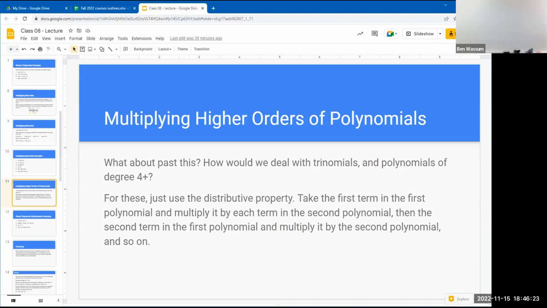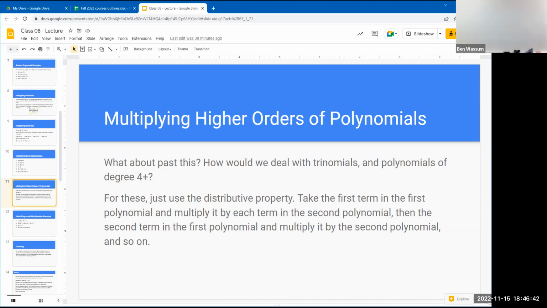Let's look at the next stuff, which is multiplying higher orders of polynomials. So this is where I'm just going to start looking at multiplication of things that aren't just monomials and binomials. How do you deal with trinomials? How do you deal with polynomials of the 4th degree?